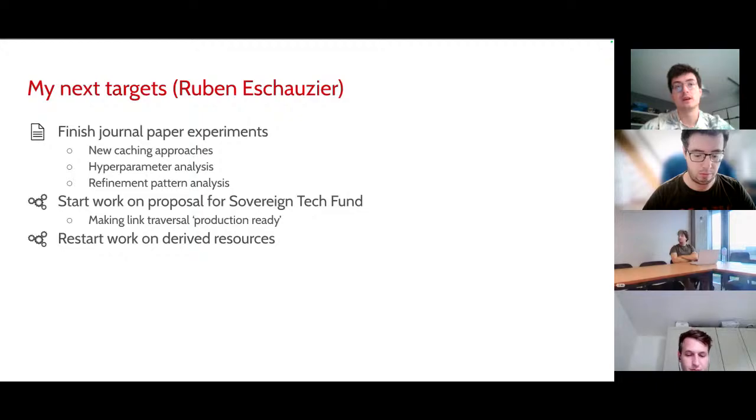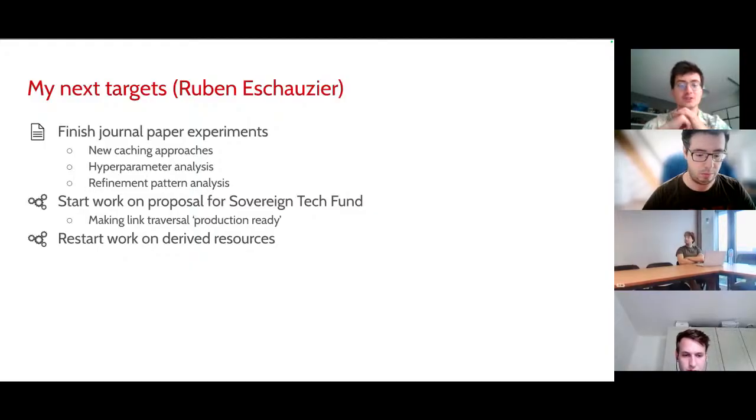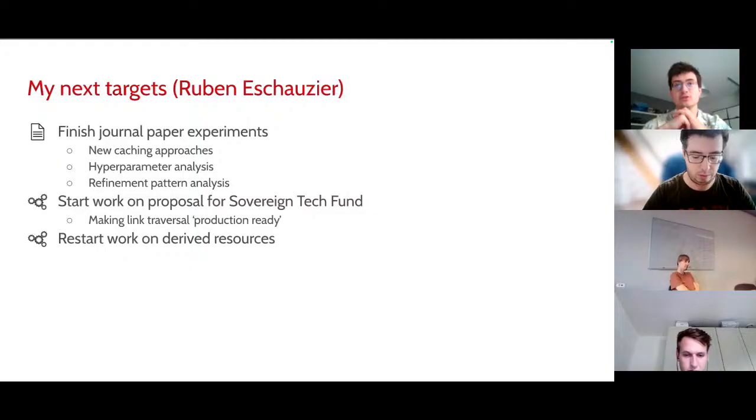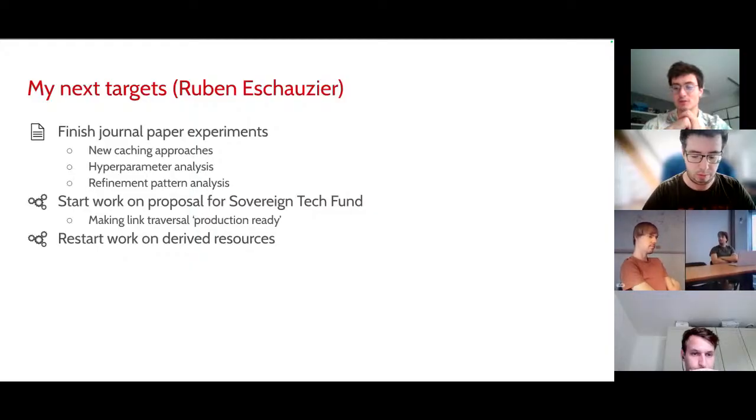Then I want to work on a proposal for working on link traversal to make it sort of production ready instead of just a research tool. And that will be for the Sovereign Tech Fund proposal, which I still need to think about how to actually approach. So it's starting to work on. And finally, if I have time left this month, which may be doubtful, I want to restart working on derived resources, which is still going pretty well. I just need to find time for it to actually get to finishing it. But we'll see if it's this month or next month.